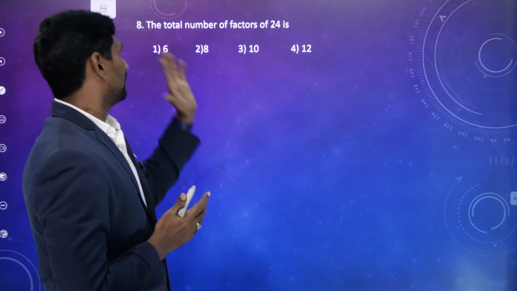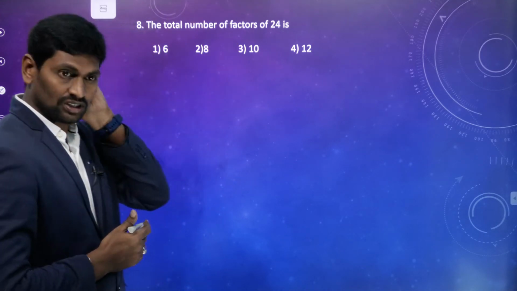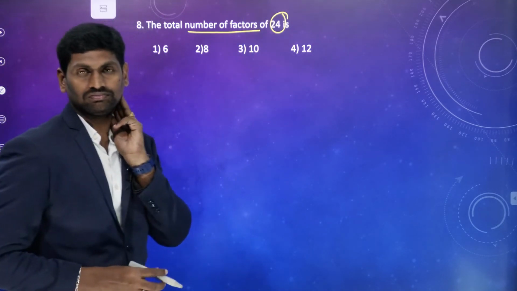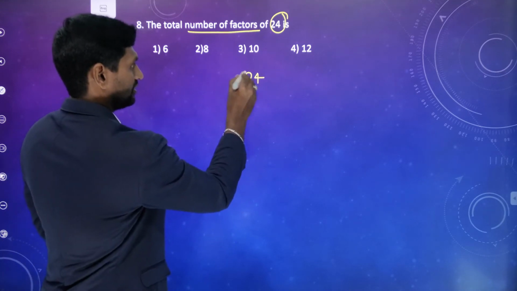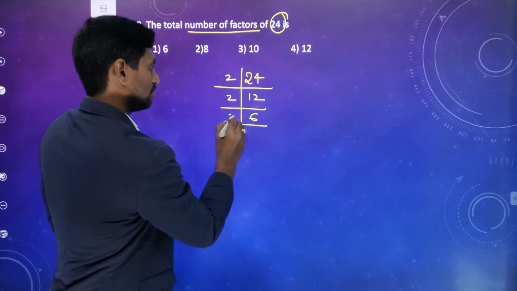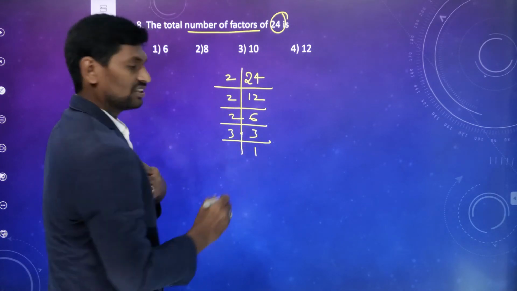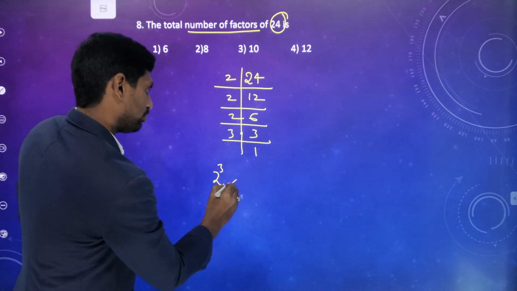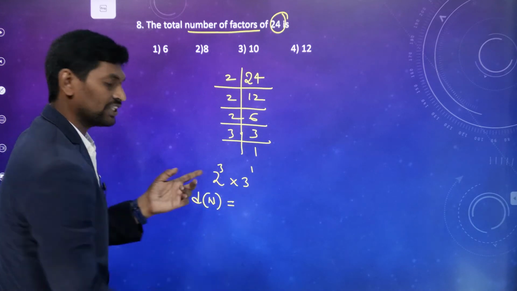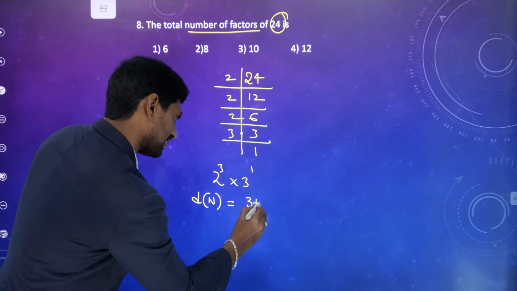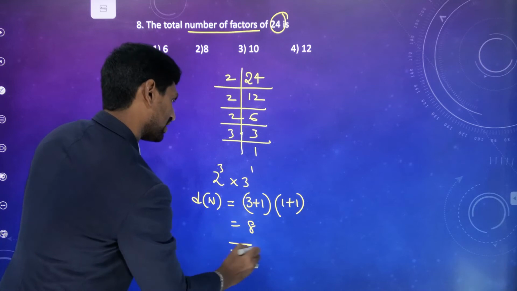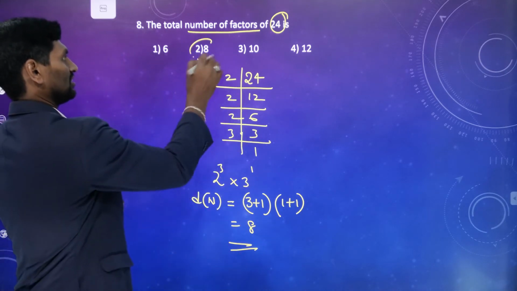Okay. Total number of factors. We should find the number of factors of 24. Same process, easy. 2 table: 12, 2 6s, 2 3s, now 3 1s. So 24 can be written as 2 cube into 3 power 1. For the divisors of a number, we only use the exponents: 3 plus 1 into 1 plus 1, which is 4 2's are 8. Therefore, the number of divisors is 8. Our answer is this.